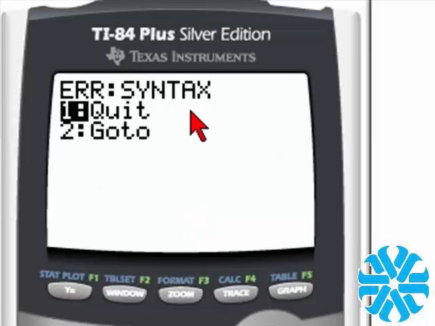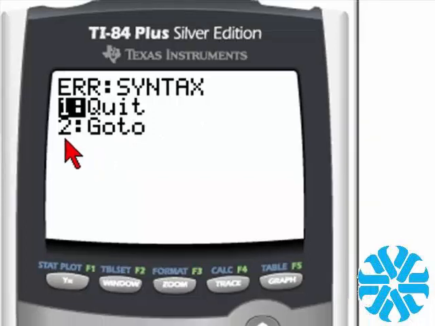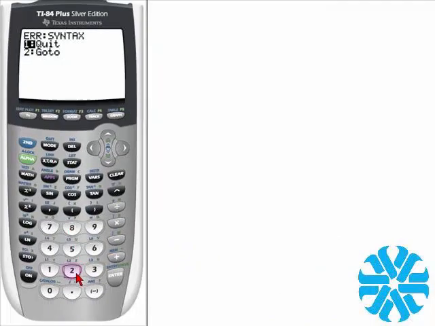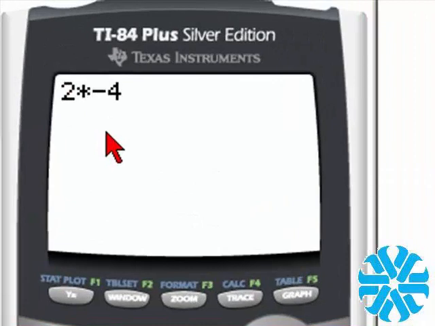We get a syntax error. So that means that we entered in improper notation into the calculator. So let's go to GoTo. We can just quit out of this and do it again and correct it, or let's see what the actual problem is. So let's hit number 2, and it takes you directly to where the error occurs. Notice that the cursor is flashing on the error.